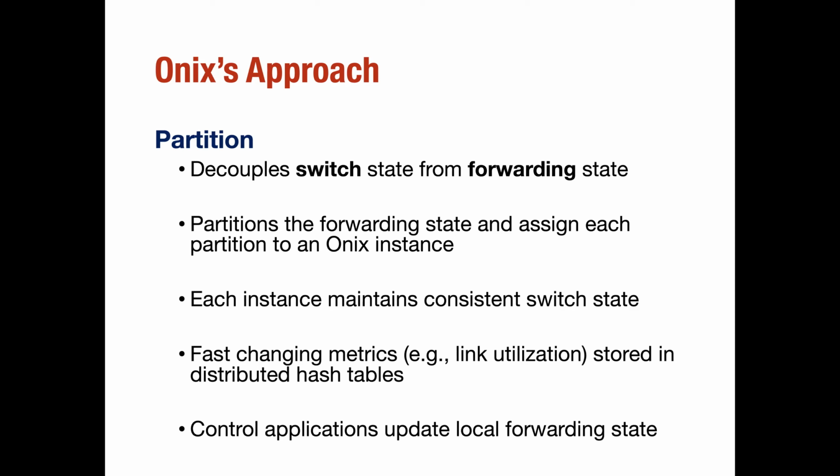So these are the switch-specific state, and then we have the forwarding state. It partitions the forwarding state and assigns each partition to an Onyx instance, right? So it is partitioning the forwarding part, and it is assigning that to the Onyx instance, and each instance is maintaining a consistent switch state, right? So each instance of Onyx has this consistent switch state, but the forwarding state is actually decoupled, or divided, across all these Onyx instances for scalability purposes.